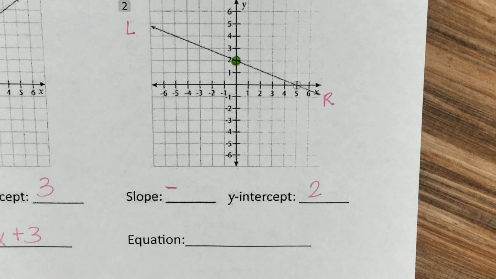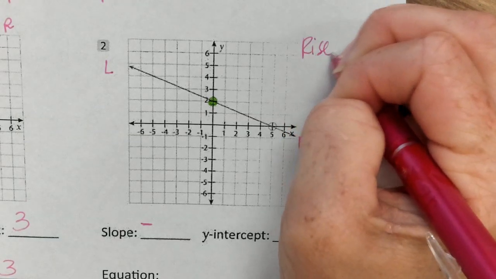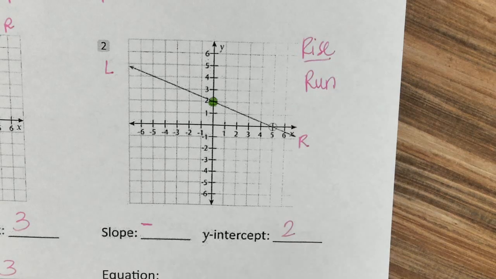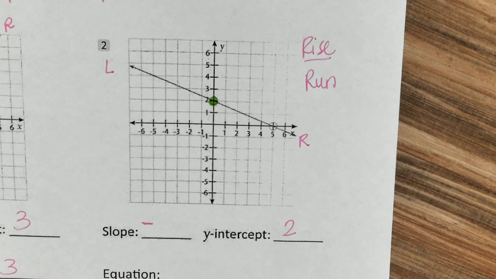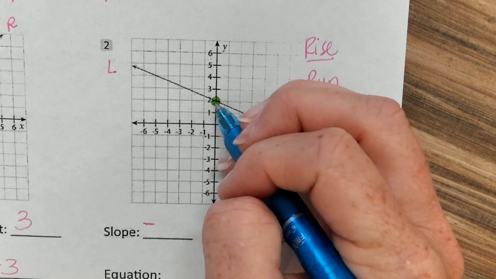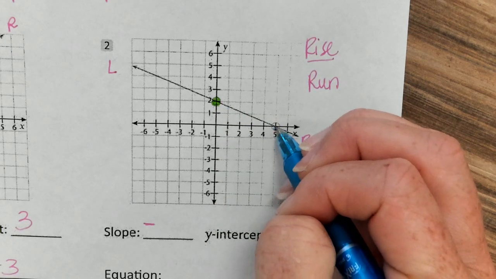Now we're also going to learn why when we do rise over run. So I'm going to write rise over run. How many perfect dots do I need to do rise over run? 2. Okay, so I find 2 dots. Here's one. I already found one at the y-intercept. And here's one.